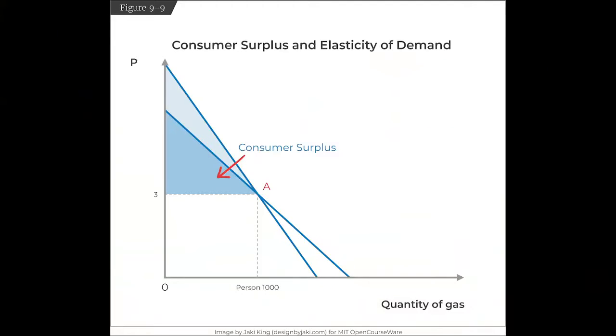So for example, figure 9.9 takes the gas market with a price of 3 and 1,000 people buying gas and shows two different demand curves, both of which go through point A. So both demand curves yield the equilibrium price of 3 and the equilibrium quantity of 1,000. These two different demand curves are just two different sets of preferences, both of which yield the same equilibrium outcome. And yet, under the steeper demand curve, the consumer surplus is larger than under the flatter demand curve.